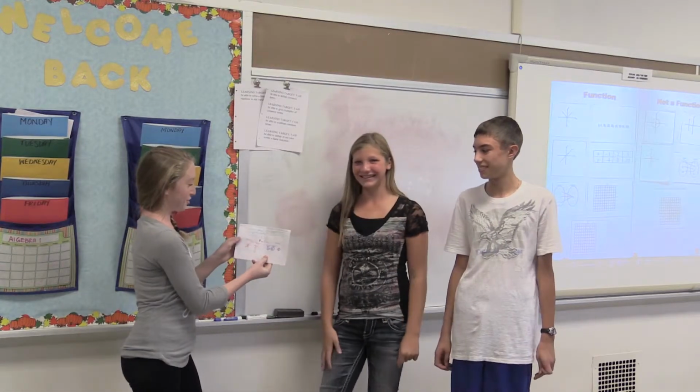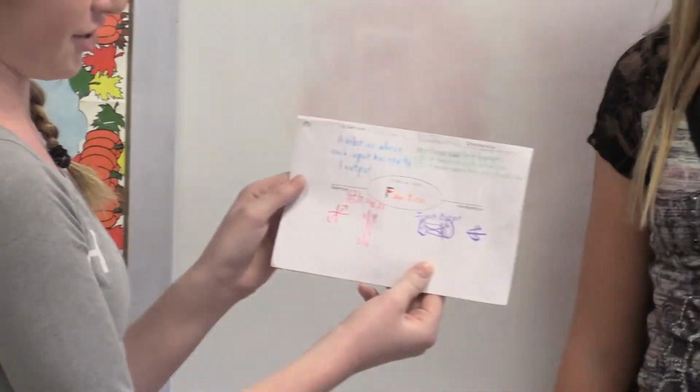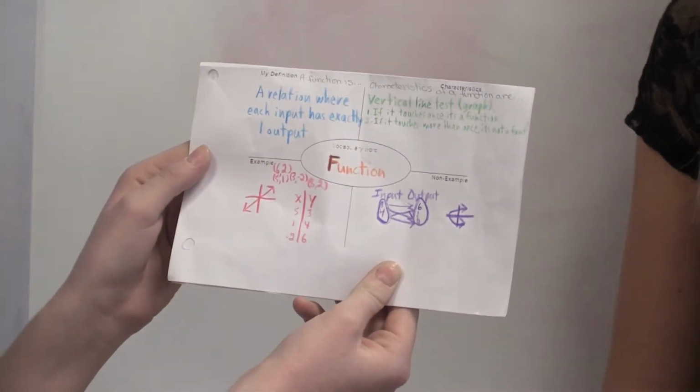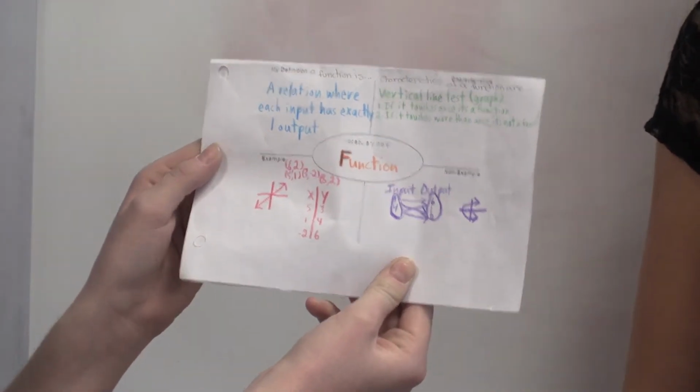A function is a relation where each input has exactly one output. A characteristic of a function is the vertical line test. For example, if the line touches the graph once, it's a function. If it touches more than once, it's not a function.